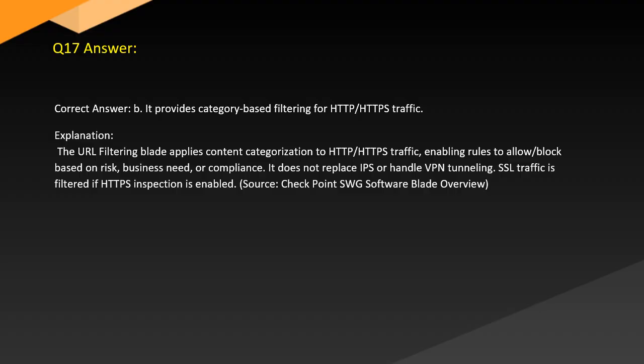Answer. Correct answer: B. It provides category-based filtering of web traffic. Explanation: The URL filtering blade applies content categorization to traffic, enabling rules to allow or block based on risk, business need, or compliance. It does not replace IPS or handle VPN tunneling. SSL traffic is filtered only if HTTPS inspection is enabled. Source: Check Point Software Blade overview.